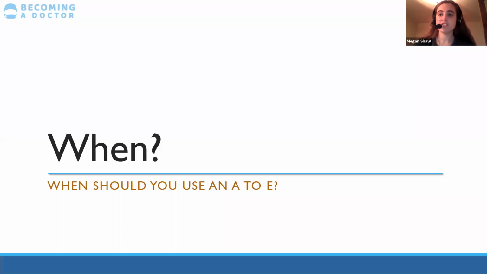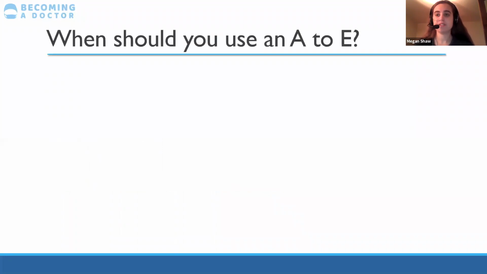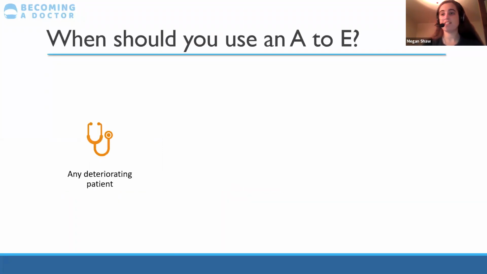So when should you use an ATE? Any deteriorating patient. So if you get called as an FY1 by a nurse to see a patient on a ward because they've got a high NEWS score, someone's NEWS is trending up or their blood pressure is trending down. So anybody who's deteriorating, you should use an ATE assessment as your first port of call of what you're going to do.